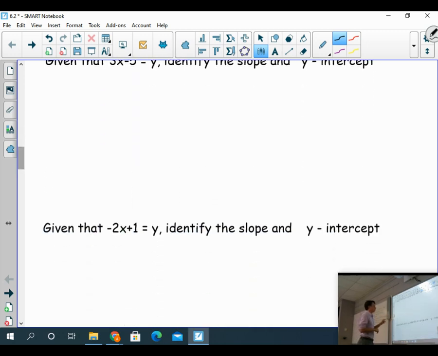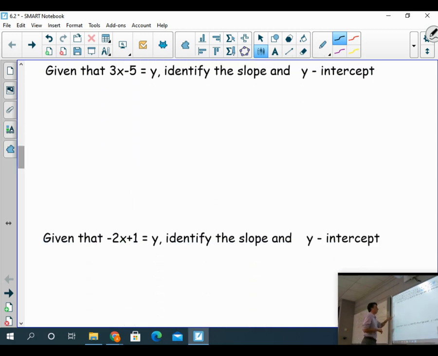So enough definitions for now. Let's get into some practicality. Let's get into, okay, Mr. Carter, you're throwing all these things my way. How do I know if I'm getting it or not? Well, let's dive into some problems and see where you're at. We're going to start small. So for these 2 problems, given the linear equation in slope-intercept form, I want you to identify the slope and the y-intercept.